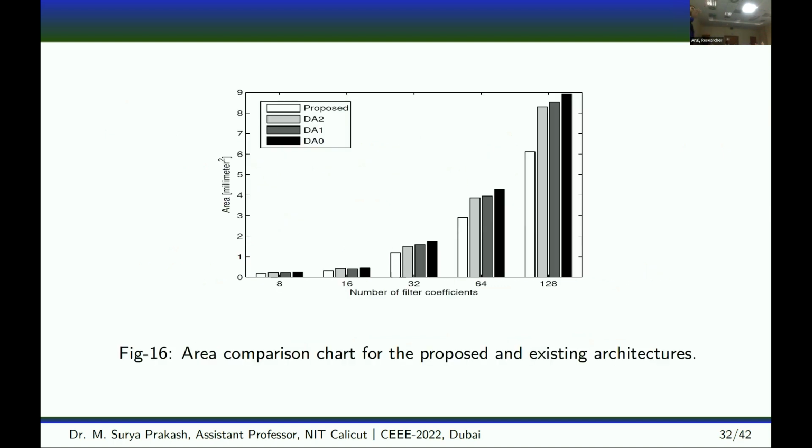So this is the area comparison chart. On the y-axis, we can see the area in millimeter square. On the x-axis, we see the number of filter coefficients, eight coefficients in the first case, 16, and so on up to 128. Whatever we see as shaded rectangles here are that of the existing implementations. And whatever is available as unshaded rectangles is that of our proposed implementation. Clearly, we can see in all the cases, our proposed architecture is consuming less chip area.